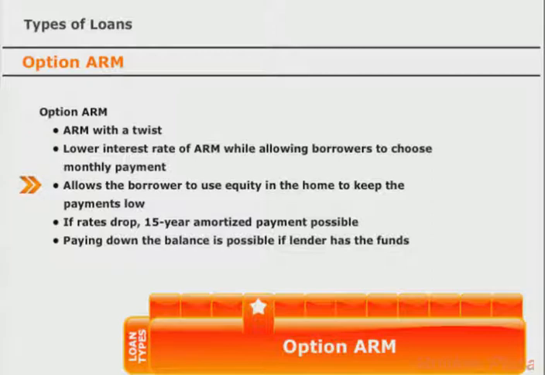The option ARM allows the borrower to use equity in the home to keep the payments low. If rates drop or the borrower's income increases, they can accelerate the payoff with a 15-year amortized payment. Those expecting a windfall, like an inheritance or legal settlement, can choose to pay down the balance. Some lenders will even recalculate, or recast, the loan based on the new balance.